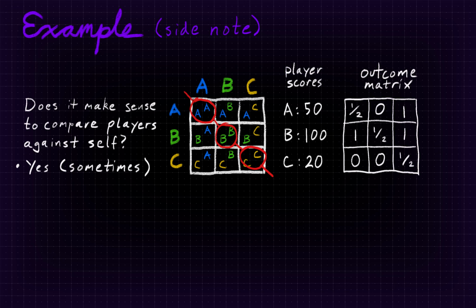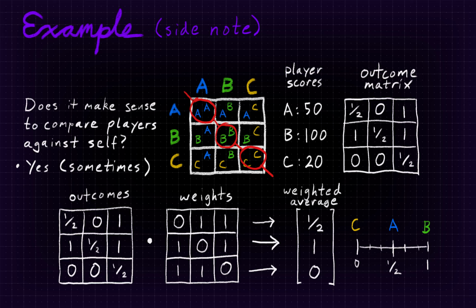Quick example. Player A had 50 points per minute, player B had 100, and C had 20. We can convert that into a binary outcome matrix, where 1 means a higher score, 0 means a lower score, and 1/2 equals a tie. If we give 0 weight to self-comparisons, we'll always end up with weighted average outcomes from 0 to 1, regardless of the number of players in the match.